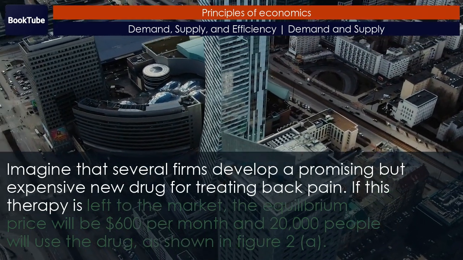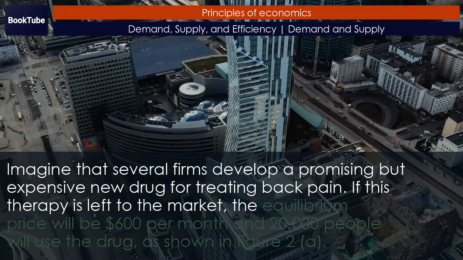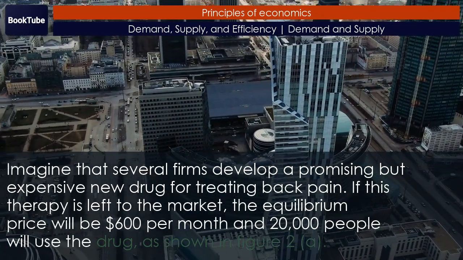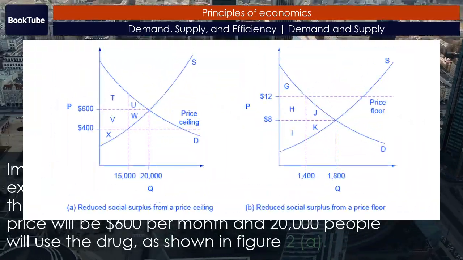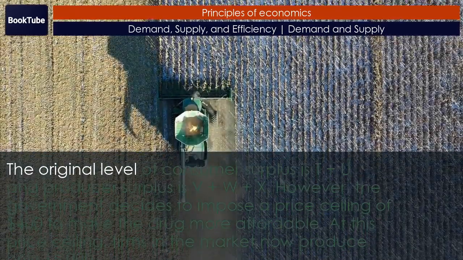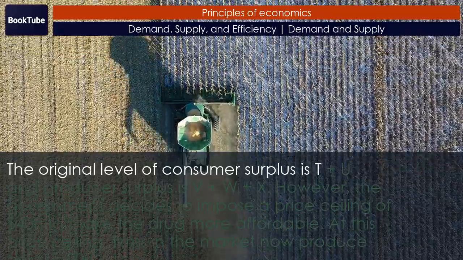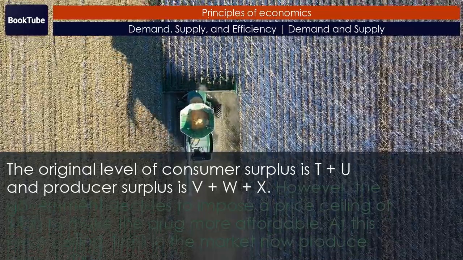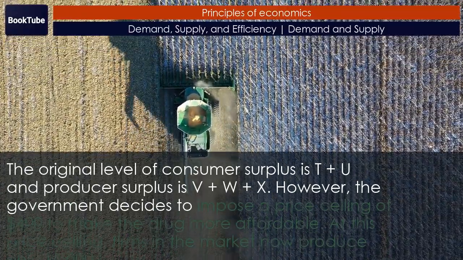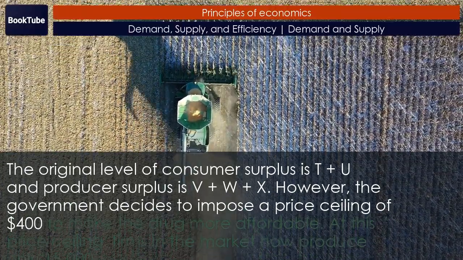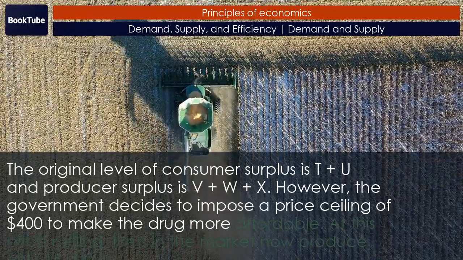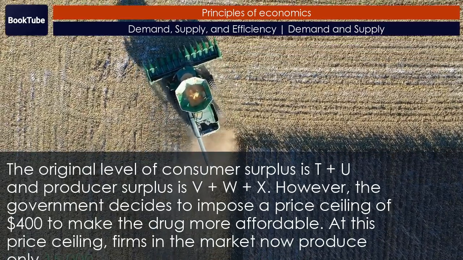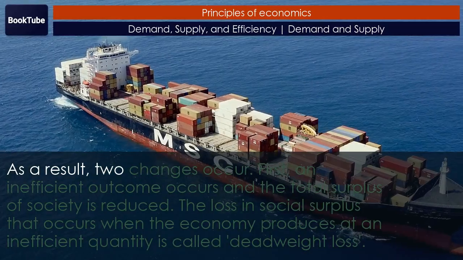If this therapy is left to the market, the equilibrium price will be $600 per month and 20,000 people will use the drug. As shown in Figure 2a, the original level of consumer surplus is T plus U and producer surplus is V plus W plus X. However, the government decides to impose a price ceiling of $400 to make the drug more affordable. At this price ceiling, firms in the market now produce only 15,000. As a result, two changes occur.